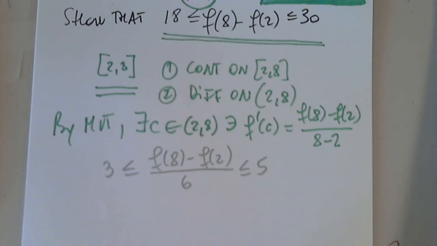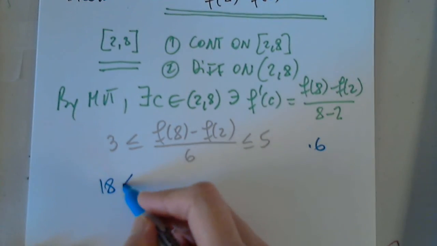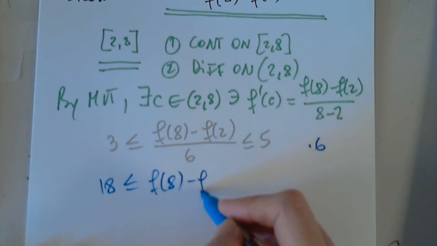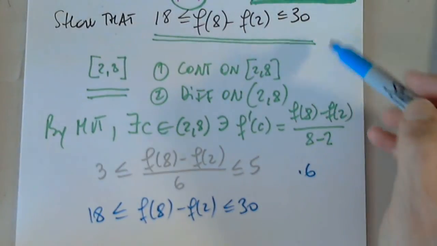Anyone? Multiply 6 on both sides. Very good. Thank you very much. So we have 18 less than or equal to f of 8 minus f of 2 less than or equal to 30. And that's exactly what we were asked to determine.